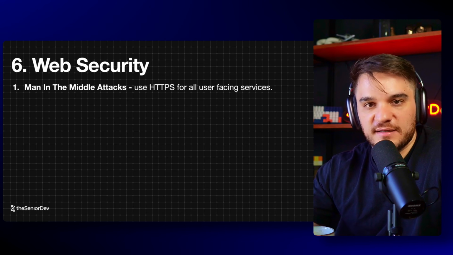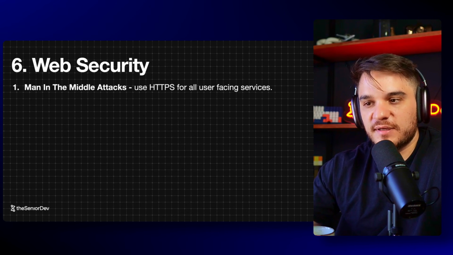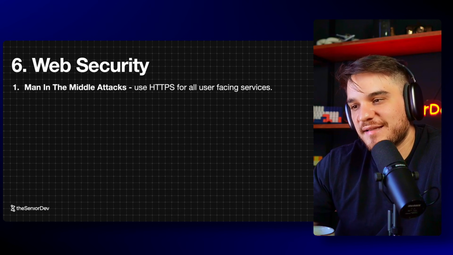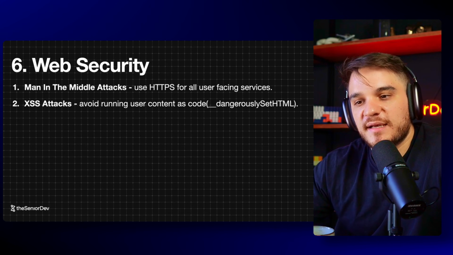The easiest one is the man in the middle, where someone is sniffing traffic between the client and the server. But if you use HTTPS, traffic is encrypted, so they cannot really decrypt that. The second attack would be XSS attacks.